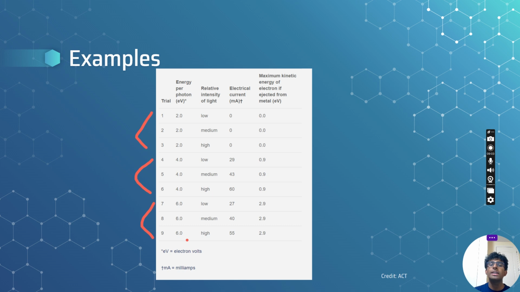And what you can do then is, in a particular trial, holding this energy per photon constant, you can look at the relative intensity of light as your independent variable and say, okay, as we go from low to medium to high, how does that impact the electrical current? That would be our dependent variable. Or how does it affect our maximum kinetic energy of the electron? That would also be a dependent variable. So being able to read particular values from the table is important, but also being able to hold certain variables constant and have ones take on the role of an independent or dependent variable is also important. You'll get questions on that on the ACT as well.